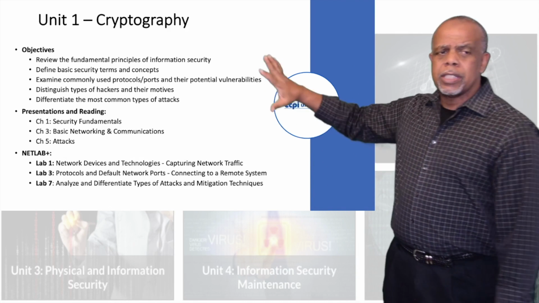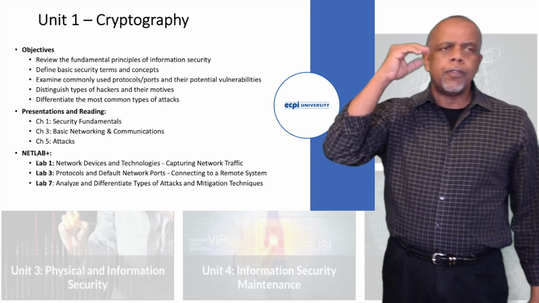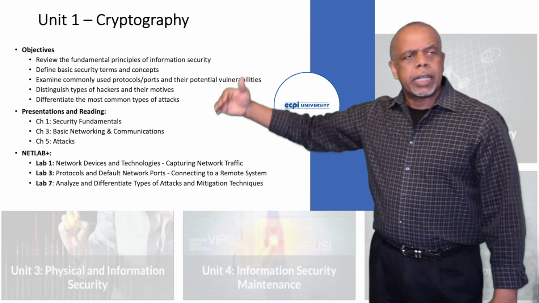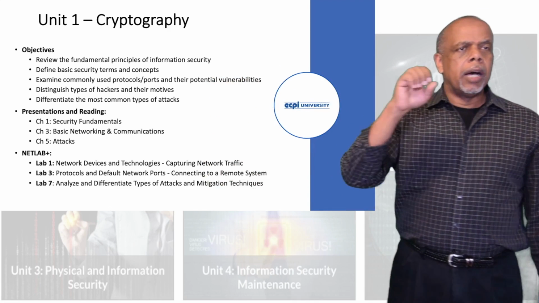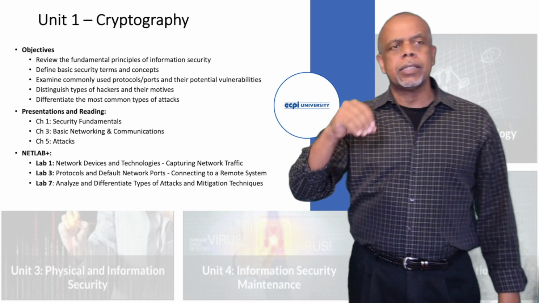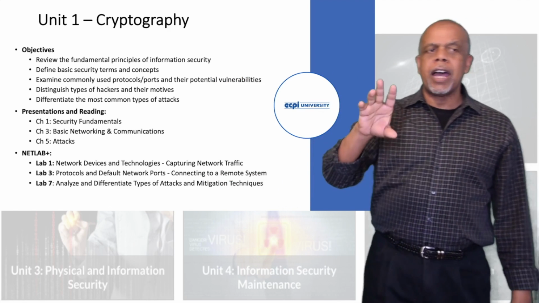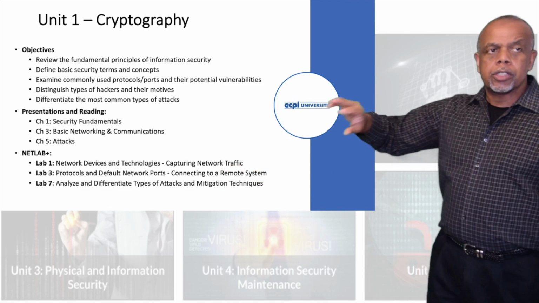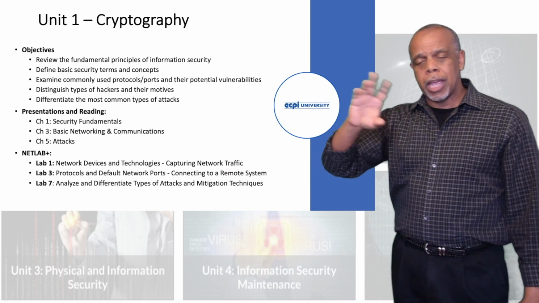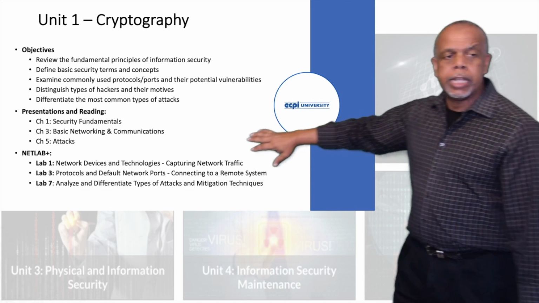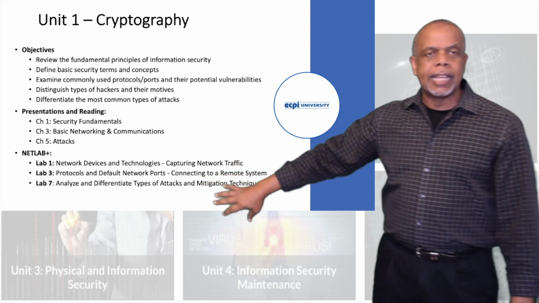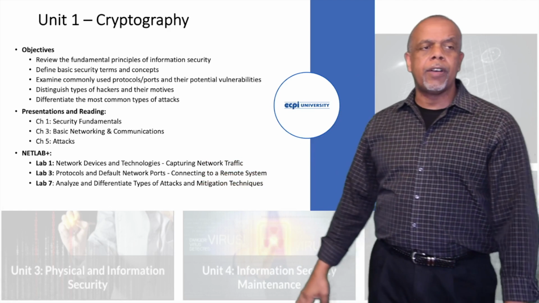The rest of these slides I'm going to go through, just a quick overview of each of the units. Unit 1 gets into some of the cryptology, protocols, and how people hack systems, and their motives behind that. There's reading from chapters 1, 3, and 5 in your textbook. Also, there are some presentations that you'll see from those same chapters. And there are three NetLabs you're going to do, labs 1, 3, and 5.